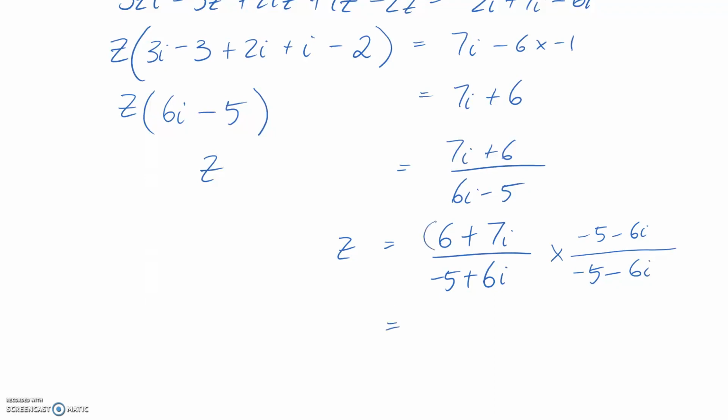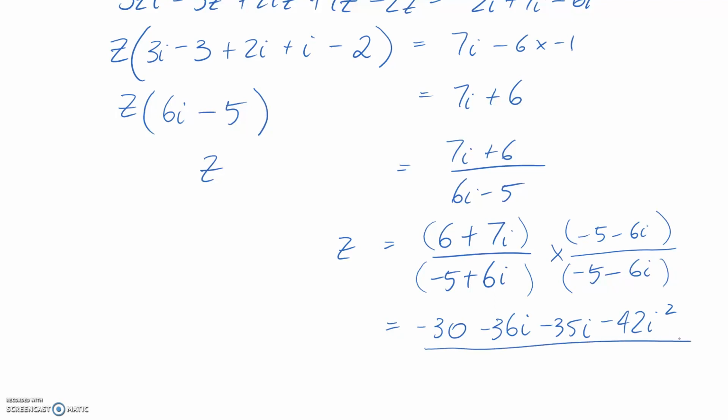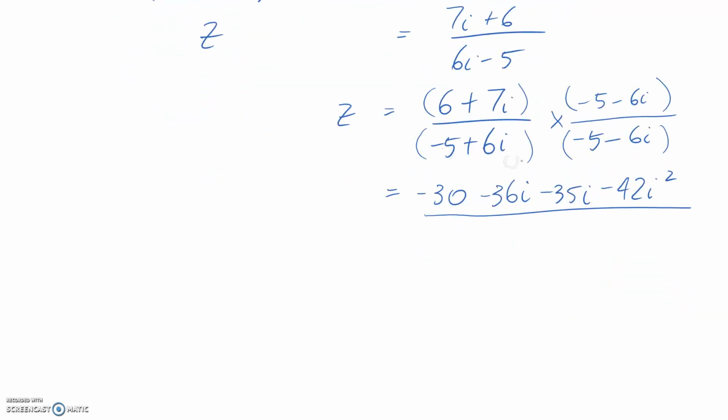So let's expand this out. Okay, again we've got all these brackets around it to do that multiplication. So we're going to get 6 times negative 5, which is negative 30, and then 6 times negative 6, so negative 36. 7i times negative 5 is negative 35i, and then this is going to become negative 42i squared. Now we do the same thing on the bottom line, so negative 5 times negative 5 is 25. Negative 5 times negative 6 is going to give us positive 30i. These ones are going to give us negative 30i, and then this is going to give us negative 36i squared.